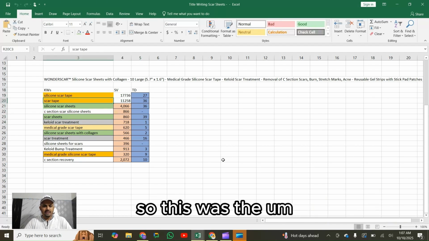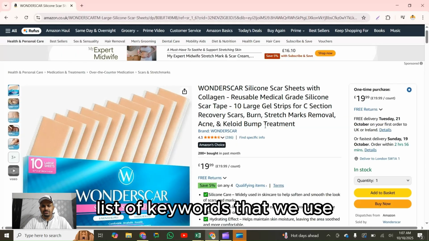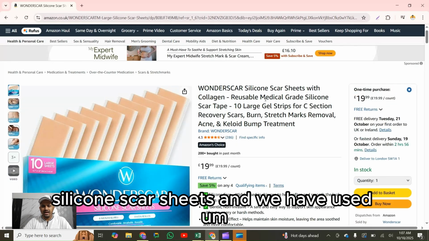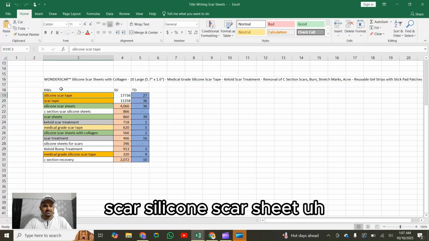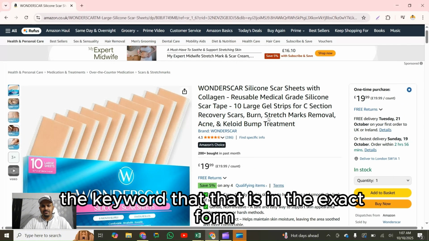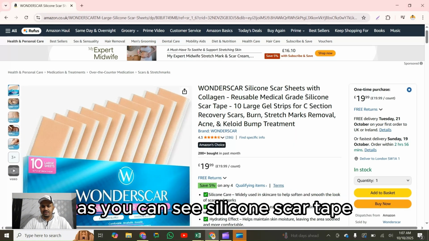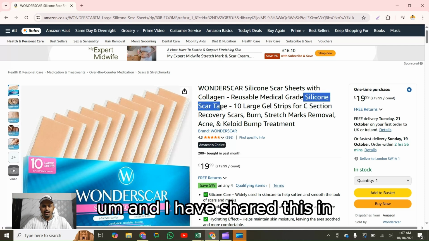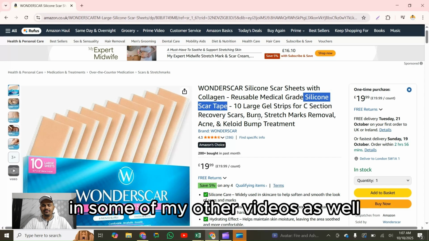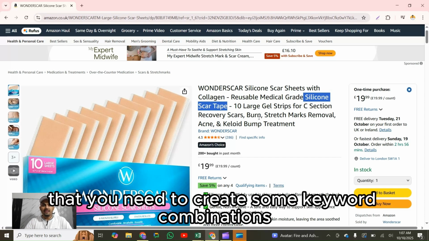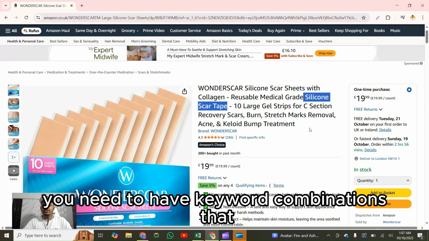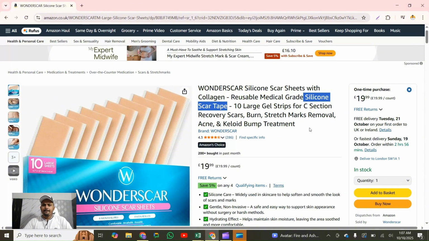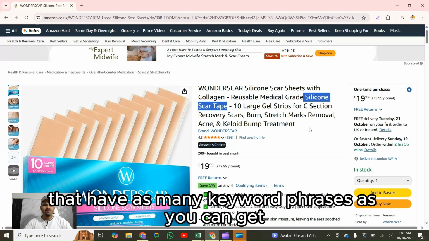So this was the list of keywords that we used. As you can see, one is silicon scar sheets, and silicon scar tape is a keyword that is in the exact form in the title. I have shared in some of my other videos as well that you need to create keyword combinations that have as many keyword phrases as you can get.